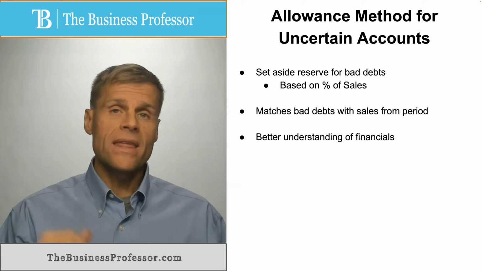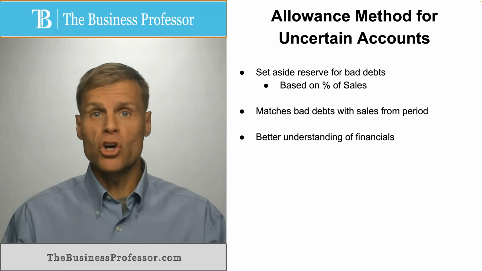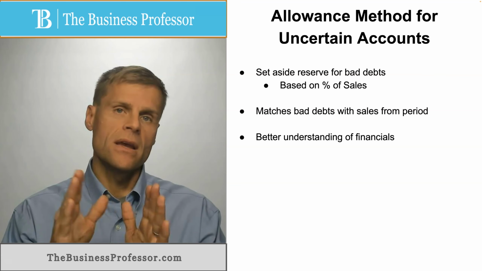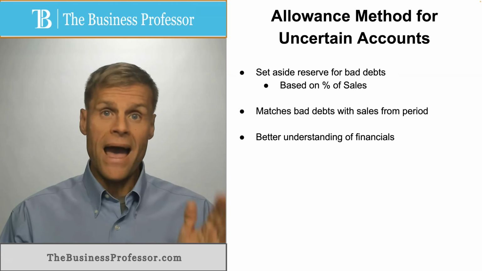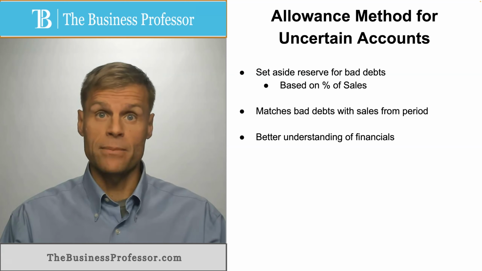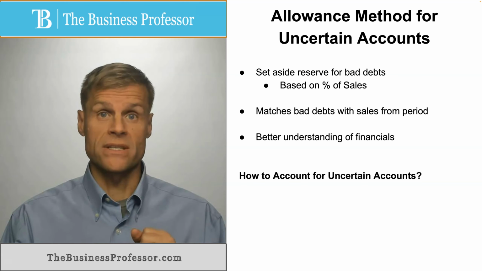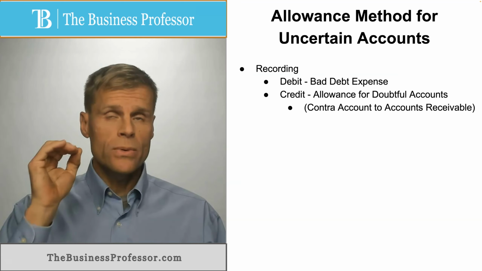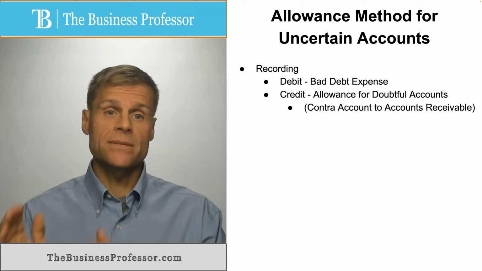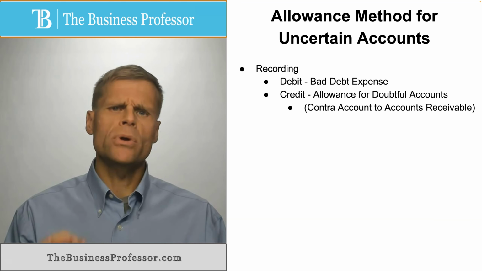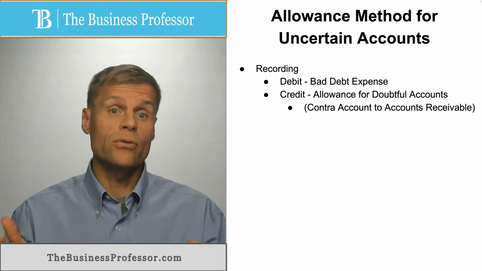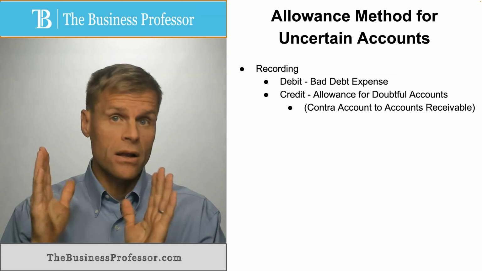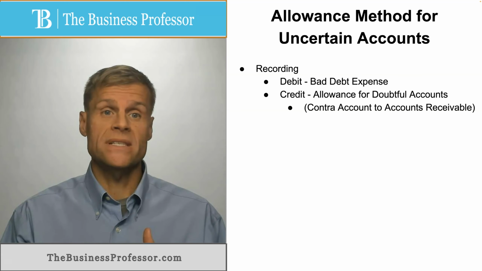Okay, so with that being said, it creates a better understanding for anyone using the financial statements to make decisions, particularly management. So how do you actually go about recording this type of transaction on the financial statements? Well, to start this recording process, you would debit the bad debt expense account. And at the same time, you would credit an allowance for doubtful accounts. Now remember, the allowance for doubtful accounts is a contra account to accounts receivable.